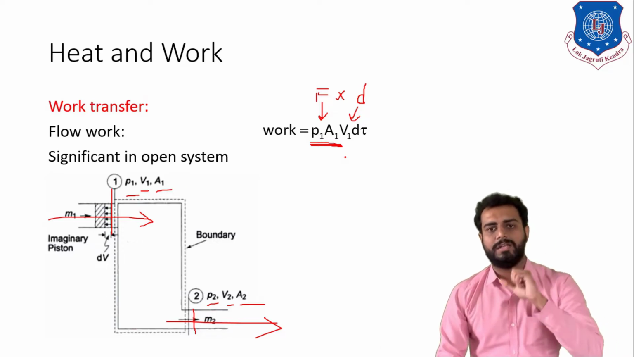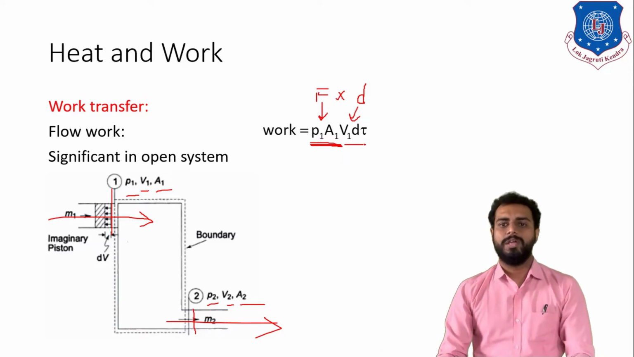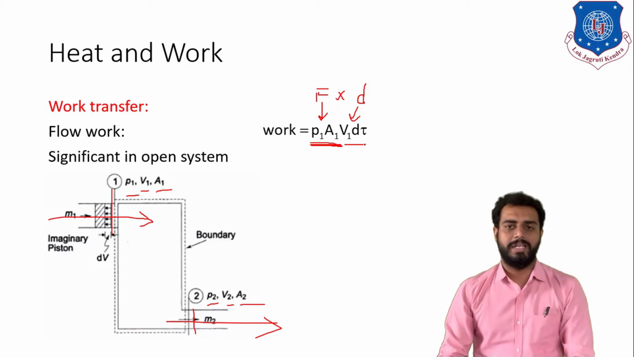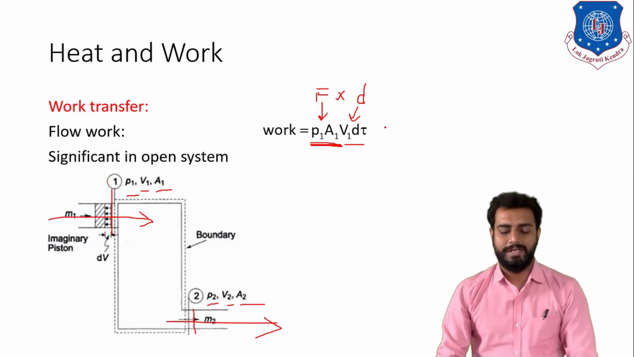So you make the subject distance. So distance is equal to velocity into time. So that is why V1 into d tau. Here d tau is representing the time. Now, the total work at inlet, or let's say at section 1, is how much? P1 A1 V1 d tau.